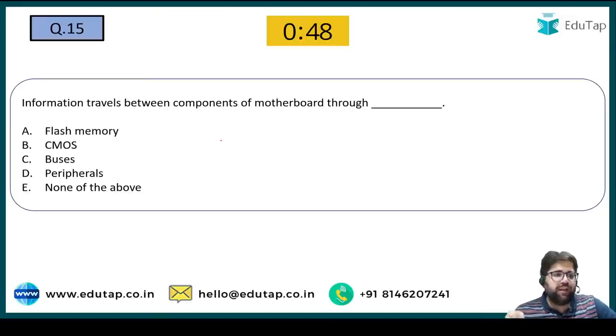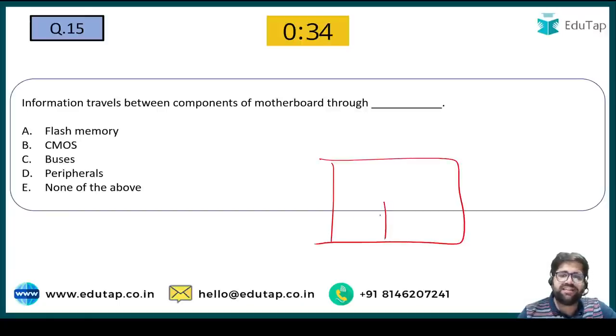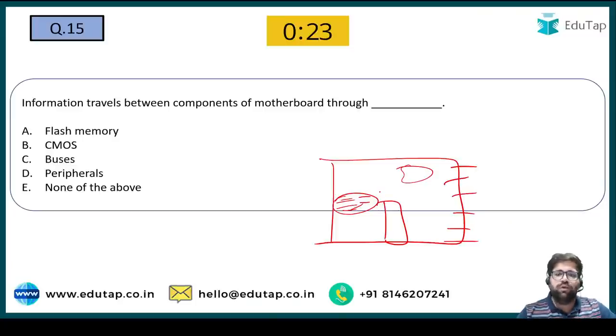Question number 15. Information travels between different components of motherboard through flash memory, CMOS, buses, peripherals, or none of the above. Let me see who gives me the right answer of question number 15. If this is my motherboard, I have my CPU, I have different sockets, I have another very important component like battery. I also have this particular fan which is keeping my CPU cool. Now, how is the information passing between these different components? Can someone let me know?